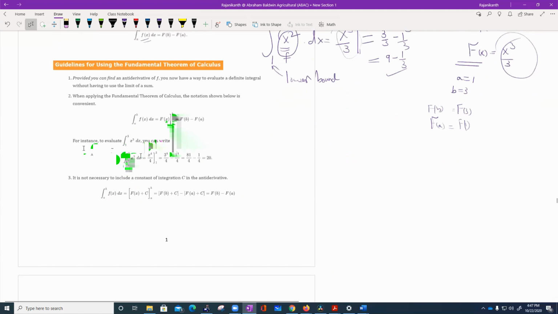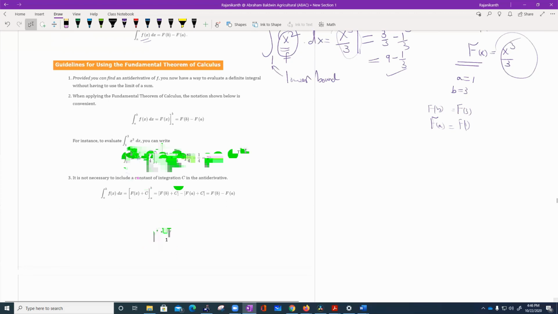Remember, in this problem they have x cubed. So the antiderivative of x cubed is x to the fourth over 4. Then copy down these two bounds, plug the upper bound into x first, then subtract the lower bound. That's it. That makes sense?